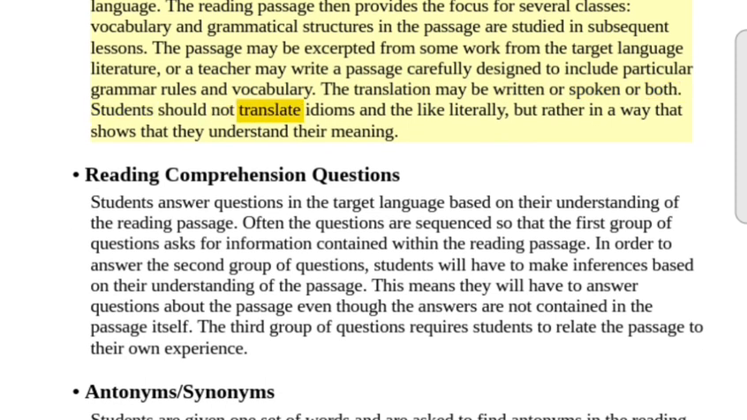Students should not translate idioms and the like literally, but rather in a way that shows that they understand their meaning.